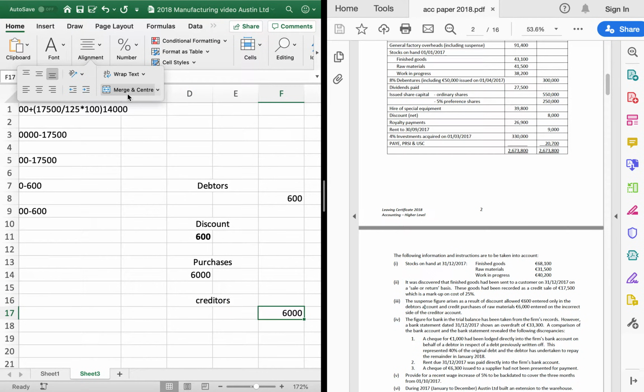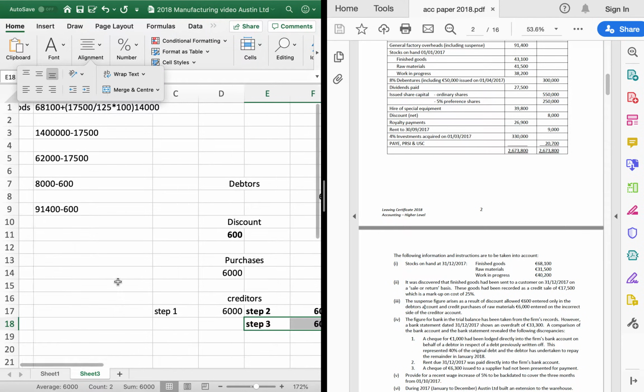But what they're telling us is that they've put this 6,000 on this side. So as their step 1, that's what they've done. They've put the number on the wrong side. So what do we do? We undo it. Step 2, and that gets us back to 0. And step 3, do what should have been done, which is a further 6,000. So in effect, we have to put 12,000 on the credit of the creditors account.